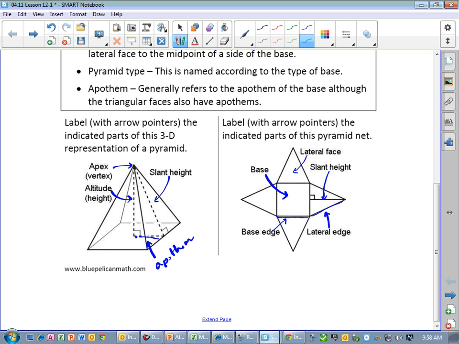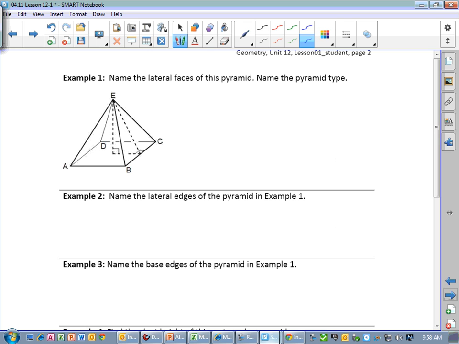Example 1. All right, so we're going to start by naming some of the parts of the pyramid. And notice it says name, not just identify, actually name them. So we're going to use our notation for naming. Now, what shape are the lateral faces one more time? Triangles. So we're going to have 1, 2, 3, 4 triangles. That's going to be the names of our lateral faces.